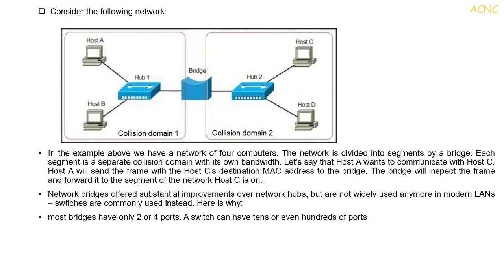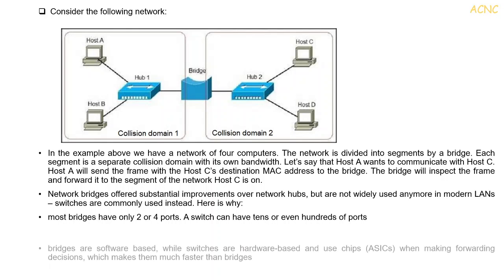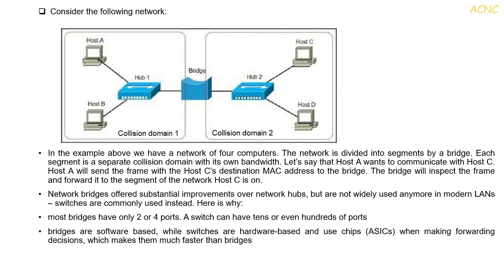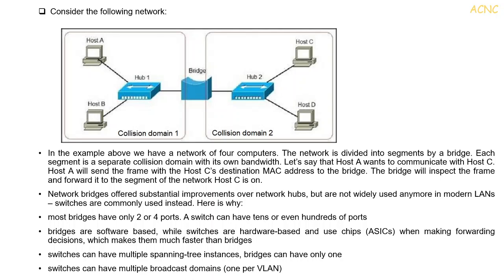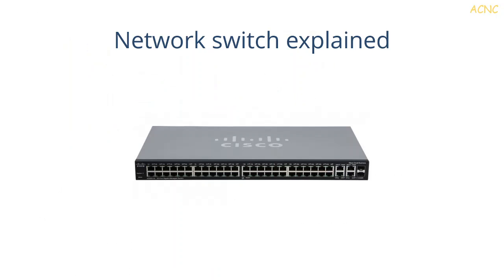That means switches can be 5 port, 10 port, 24 port or 100 port switches, but bridges have mostly 2 or 4 ports. Bridges are software based while switches are hardware based and use chips when making forwarding decisions, which makes them much faster than bridges. A switch can have multiple spanning tree instances, a bridge can have only one. A switch can have multiple broadcast domains over a LAN.